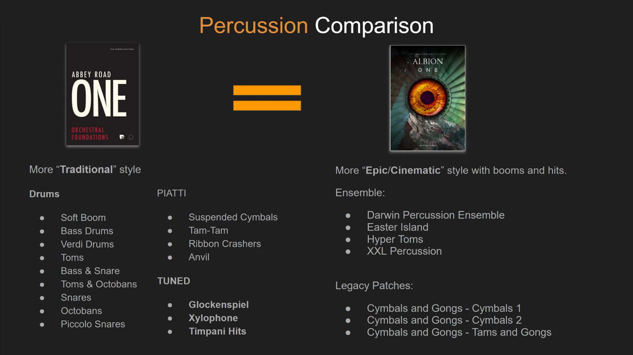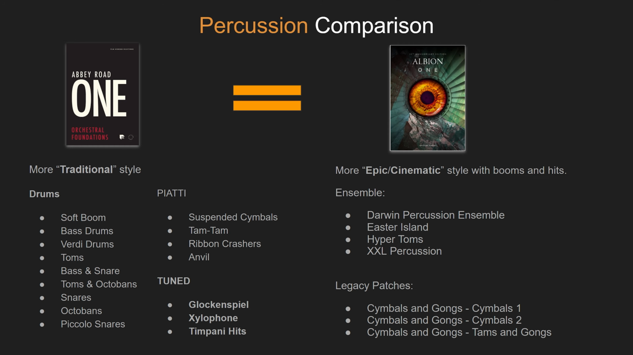Okay, percussion comparison. Abbey Road One has a more traditional suite of percussive elements here. For me, the big ones are the timpani, the glock, and xylophone for tuned. Those were very important. The snares are excellent. Actually, all the drums have been quite useful, and again, the reverb and ambience in that space is amazing. So again, I think the percussive elements are also one of the shining sections of this entire library.